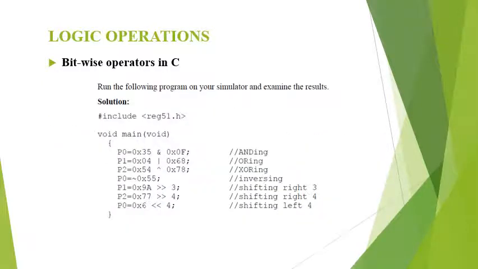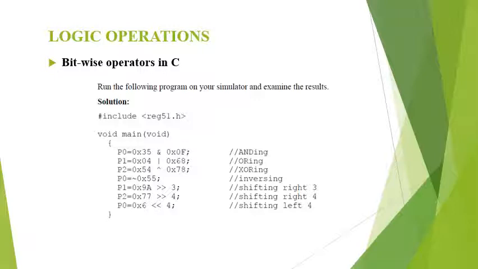Let us see the example for bitwise operators in C. So the program is written. In the main function we have P0 assigned with the value of 35 bitwise AND with 0F. P1 is assigned the value of 04 OR with 68. P2 is assigned the value of 54 XOR 78. And P0 is assigned the inverse of 55.